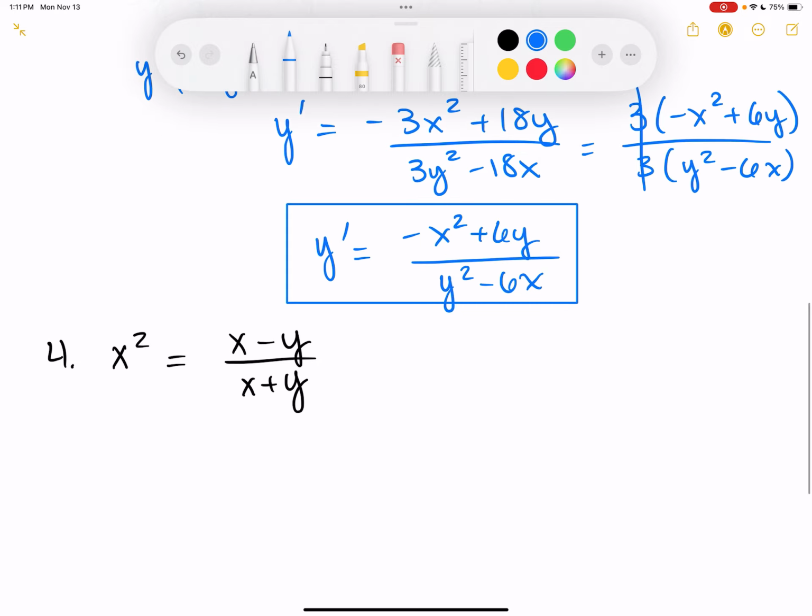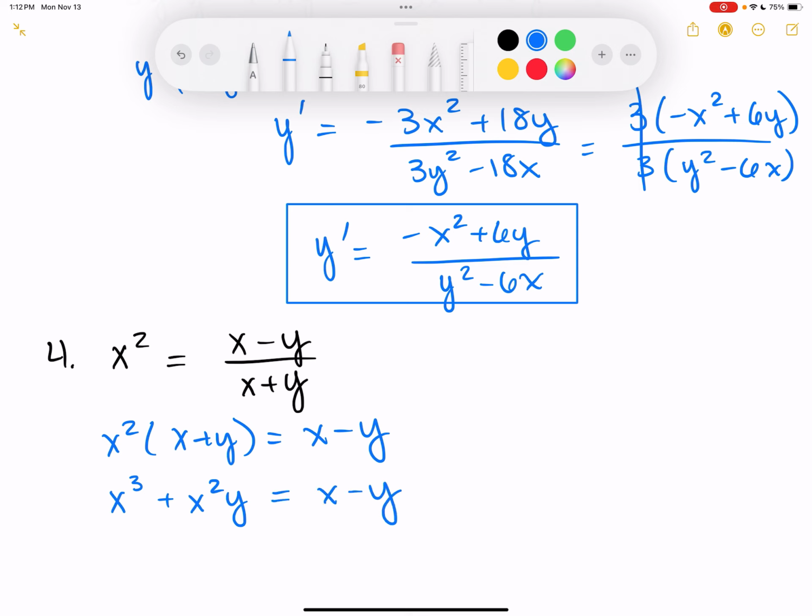So I'm going to have x squared times (x plus y) is equal to x minus y. Now, don't product rule yet. Distribute first. Make your life easier. x cubed plus x squared y is equal to x minus y. Now my product rule is just this piece, instead of having to product rule this, which would mean I would end up having, in a sense, a chain rule. That's why I just made my life easier.